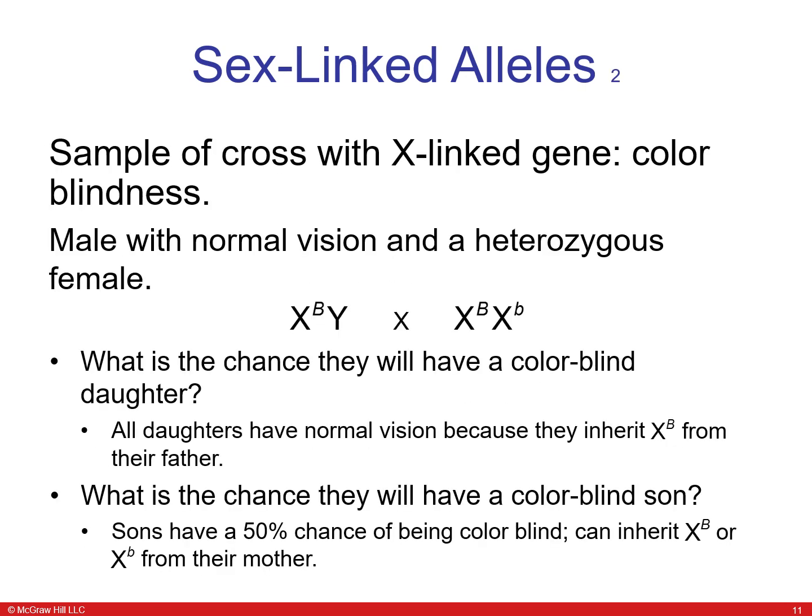So here's a cross with X-linked genes for color blindness. We have a male with normal vision and a heterozygous female. What is the chance they will have a colorblind daughter? All daughters have normal vision because they get the XB from their father. What is the chance they will have a colorblind son? Sons have a 50% chance of being colorblind because they can either inherit the normal X chromosome or the mutant X chromosome, the disease X chromosome, from their mother.